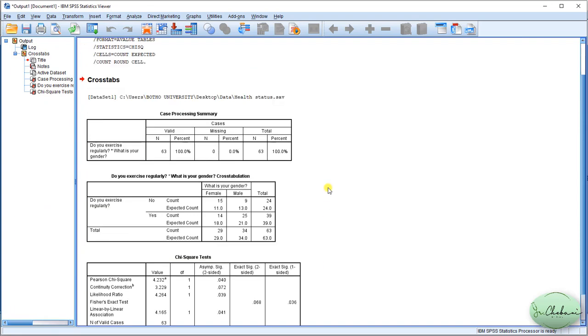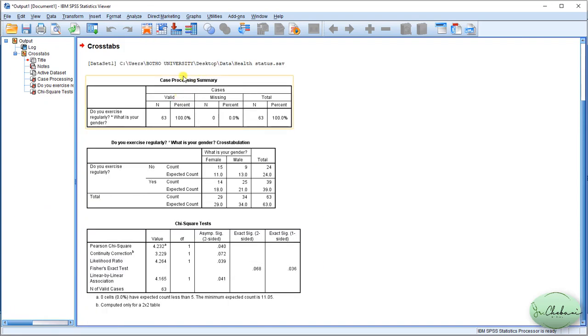Right, so from the output you can see that SPSS always gives you, first of all, a case summary. You can see that we have 63 participants, none are missing. Then the second table is a cross tabulation, right? You can see that we have the observed count, so this is the observed frequency, and then underneath that we have the expected frequency. The third table gives us the chi-square test result.